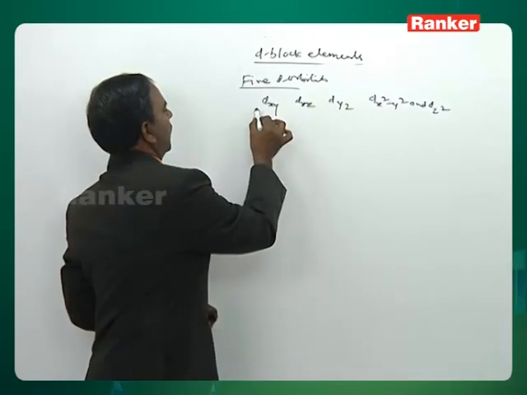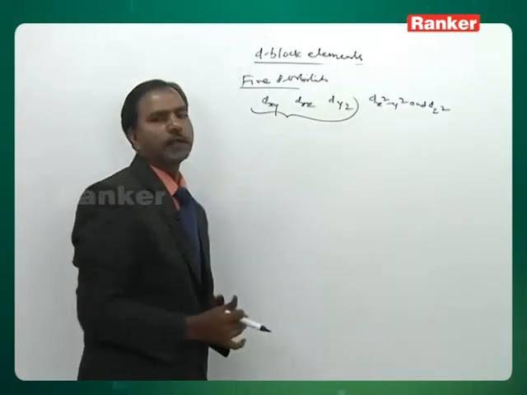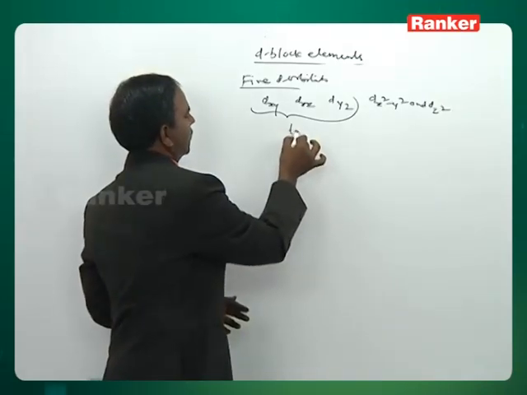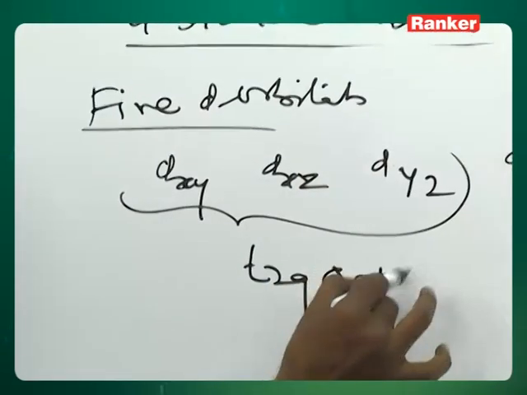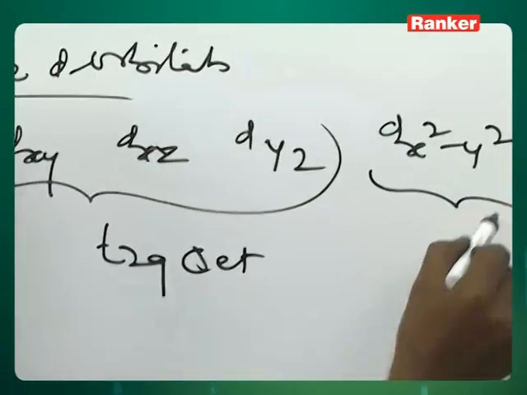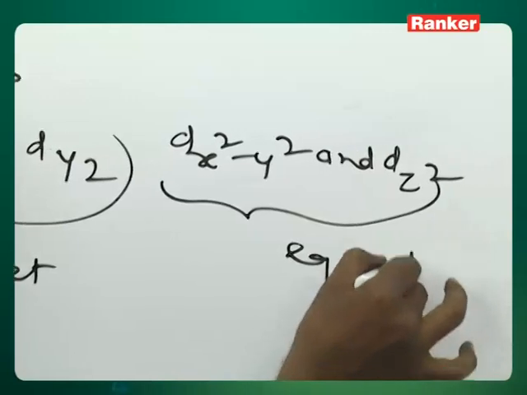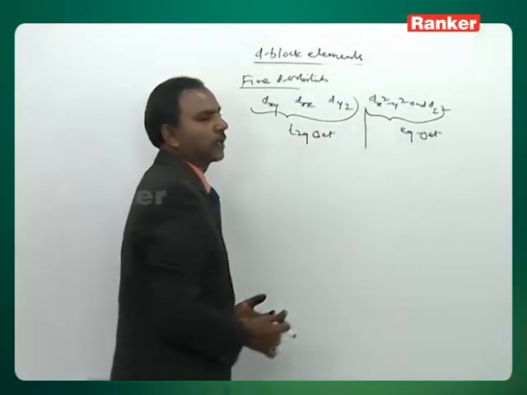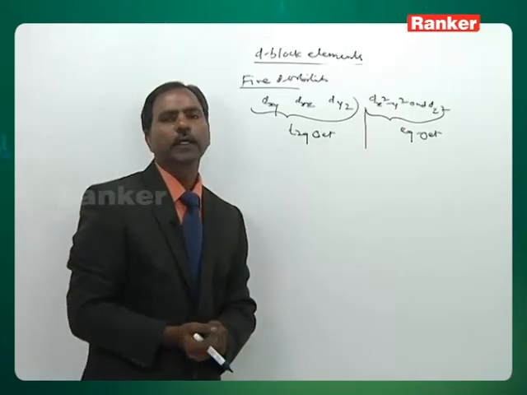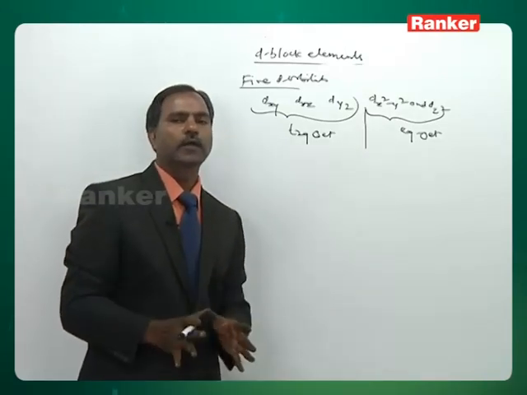Out of these 5 d orbitals, the first 3, dxy, dxz, dyz, we classify as what? T2g set of orbitals. The remaining 2 we call as what? Eg set of orbitals. Can you say what is the difference between the T2g and Eg sets of orbitals?